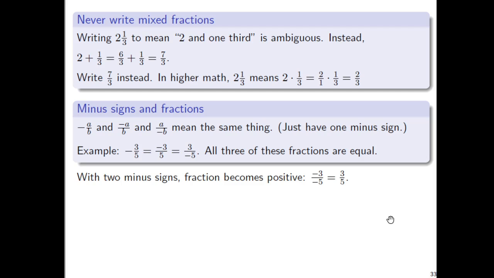With two minus signs, the fraction's value overall becomes positive. That is, negative 3 divided by negative 5, right? Fraction means dividing. So when you divide two negatives, you get a positive.